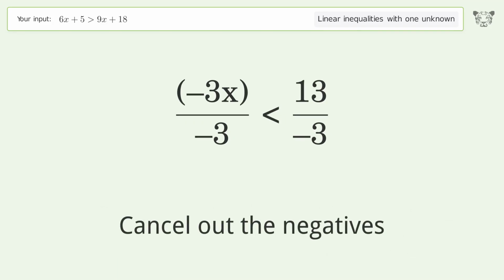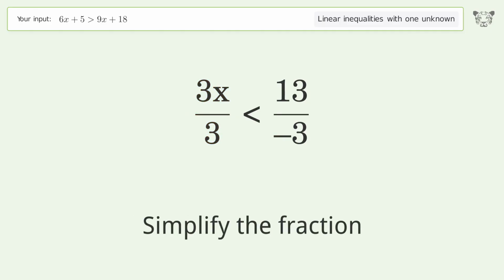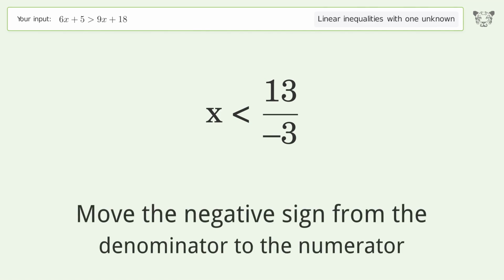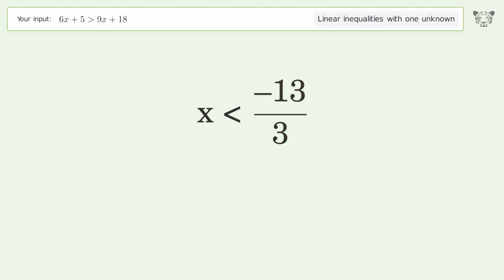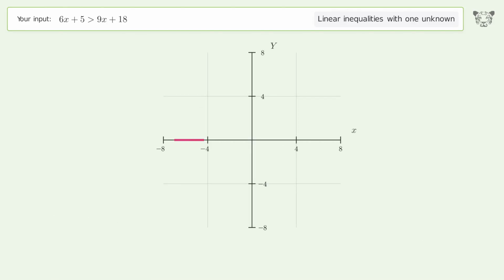Cancel out the negatives. Simplify the fraction. Move the negative sign from the denominator to the numerator. Plot the solution on a coordinate grid. And so the final result is x smaller than -13/3 smaller than -41/3.